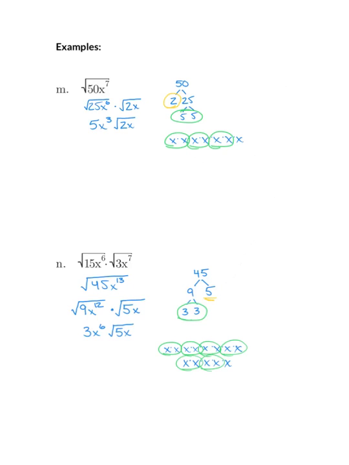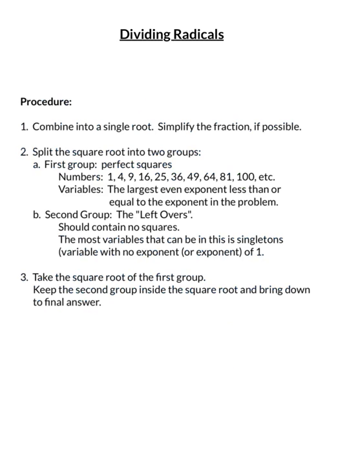Okay, so there are some more examples of multiplying and simplifying radicals. So now let's go ahead and talk about dividing radicals. So our procedure, if it is not already a single root, we want to combine it and simplify the fraction if possible. From there, we're going to split the square root into two groups. Again, our first group will be our perfect squares, and our second group will be the leftovers. Then we take the square root of the first group, keep the second group inside the square root, and bring down to our final answer.